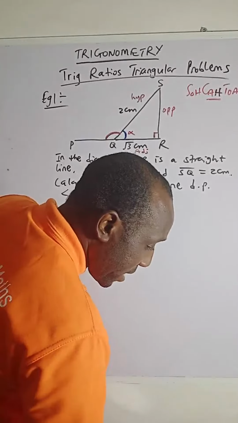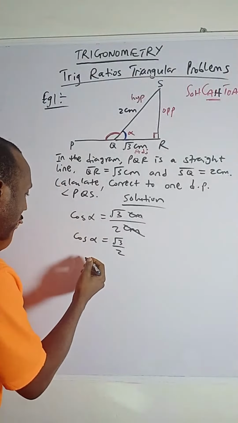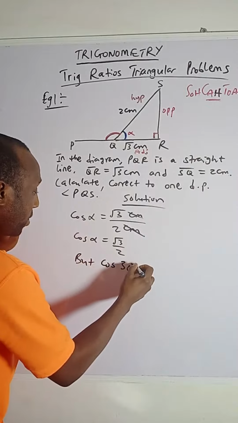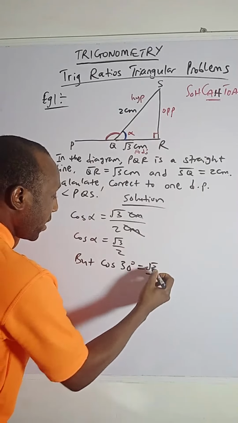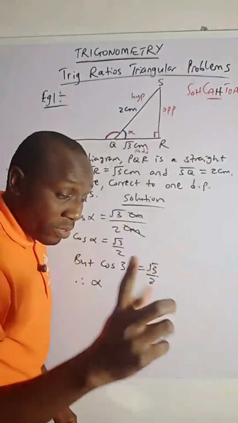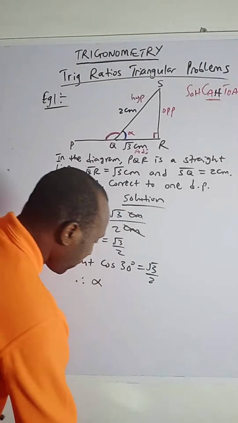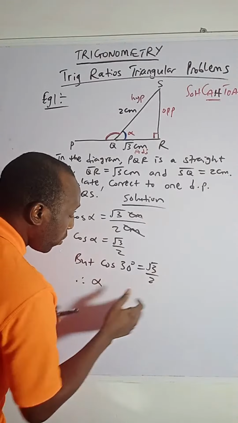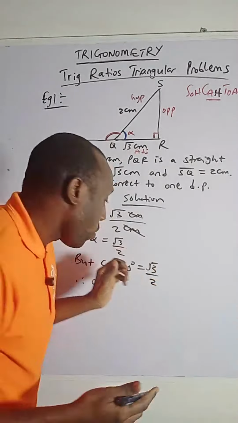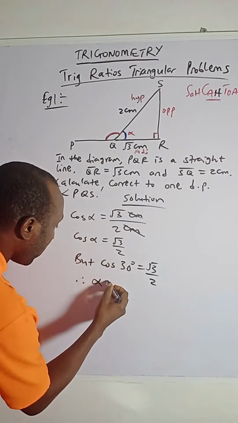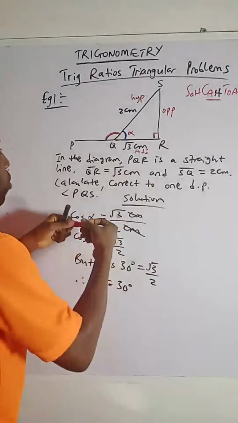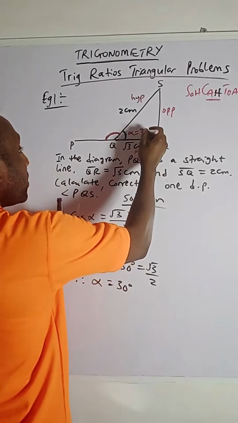That's 30. So cos 30 degrees is equal to root 3 over 2. So therefore, all I did was just find the cos inverse, in case you are wondering what's happening here. Since cos 30 is equal to root 3 over 2, we don't even have to do this on our calculator. It's a special angle. So alpha will be equal to 30 degrees. So we now have this angle as 30 degrees.